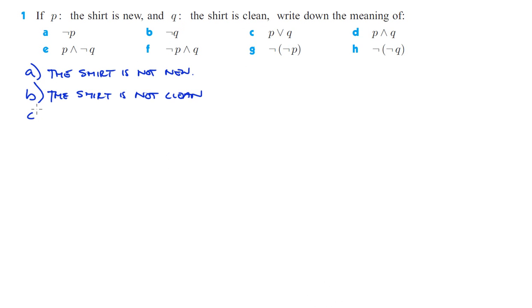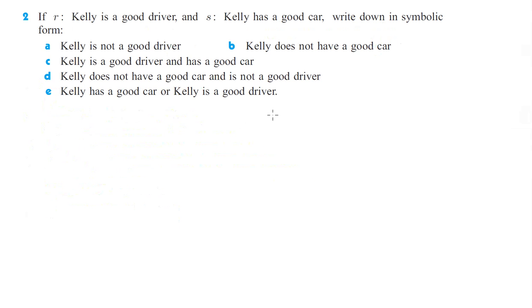Okay. For C, we got P, and this symbol here means or, so P or Q, so that means we've got the shirt is new or the shirt is clean, or the shirt is new or clean, okay? And then for D, we got P, this symbol here stands for and, so P and Q, the shirt is new and clean, okay? Let's move on to the next one, number two.